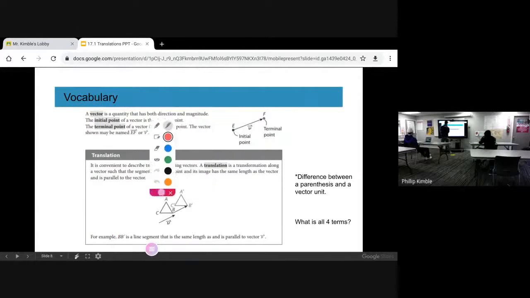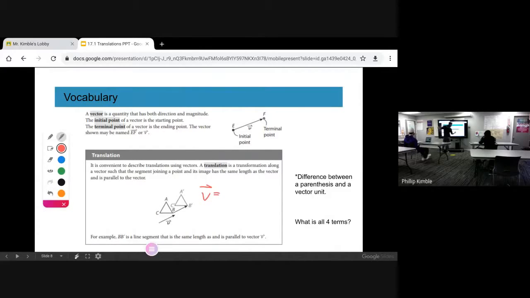When we use a vector, this is what a vector looks like. That's the symbol for a vector. Anytime we write a vector, it's going to be like this. It's going to be labeled A and B, very similar to what X and Y are. A is how much it's going side to side.